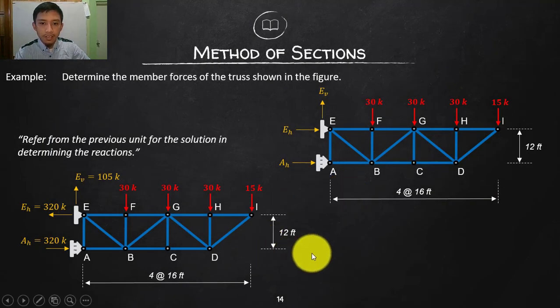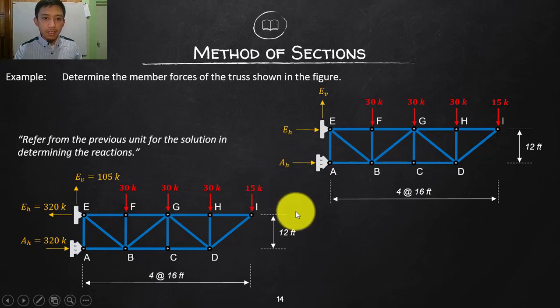So instead of the method of joints, we will now be using the method of sections. Let's try to solve the same example so we can compare the result with the previous solution, which used the method of joints. For the solution of the reactions, please refer to the previous unit, Unit 1, since I presented there the solution of solving the reactions.